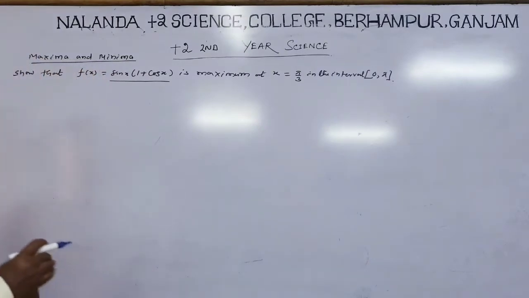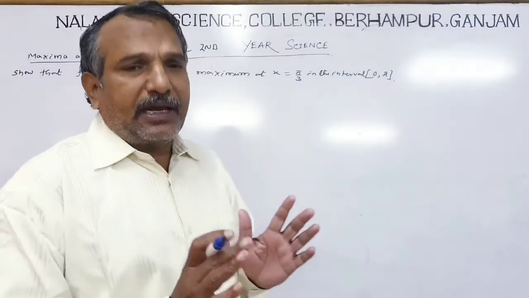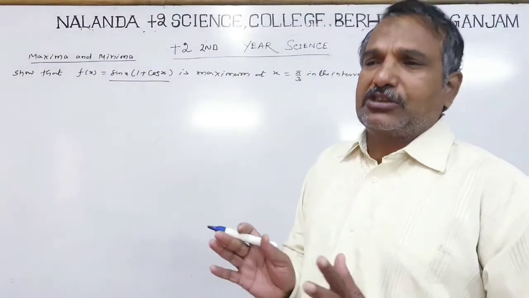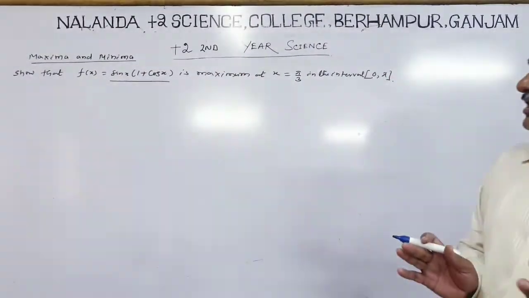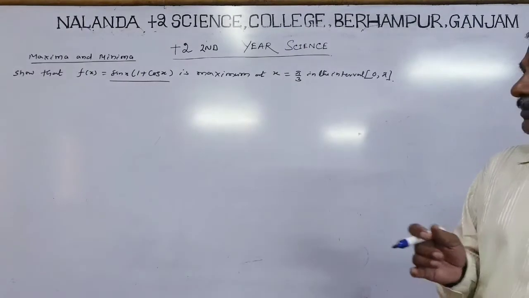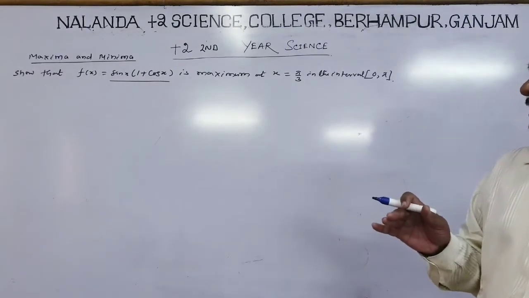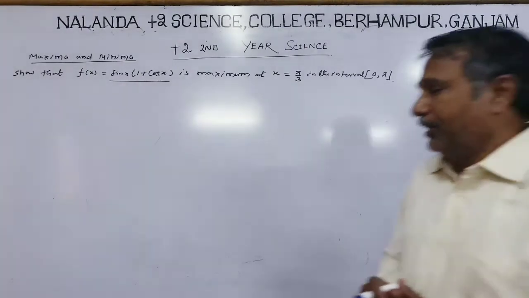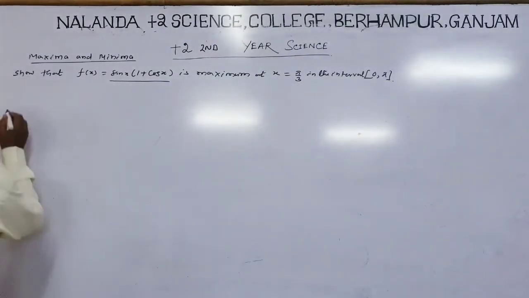Now here, maximum means first find f dash x from the given f of x. Set f dash equal to 0 and find x. This is the critical point. Then find the second derivative, and substitute at x equal to alpha; if it is less than 0, it is a maximum. Okay, now the solution.